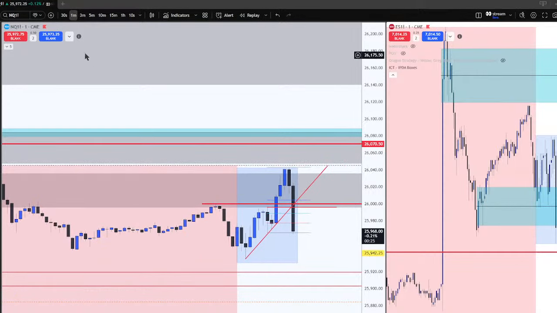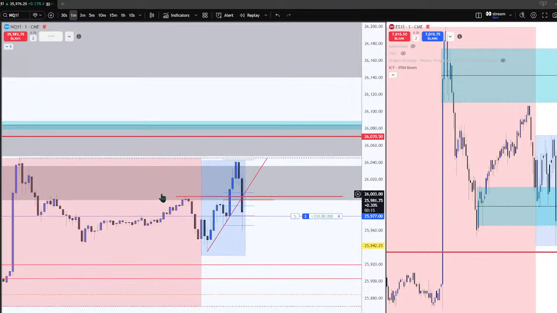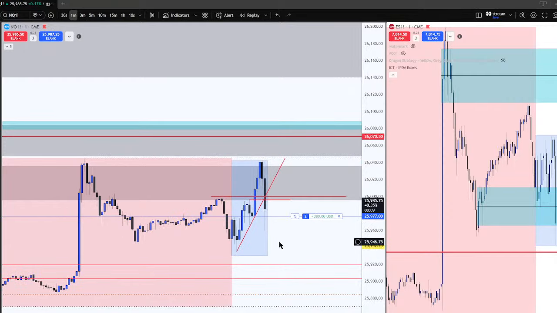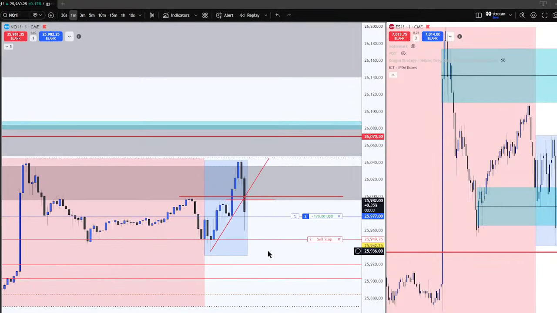Ooh, failure swing. I'm blasting this. I'm blasting this long right now. 3, 2, 1. This is my setup. I would take this every time. It may come down a little bit more though.